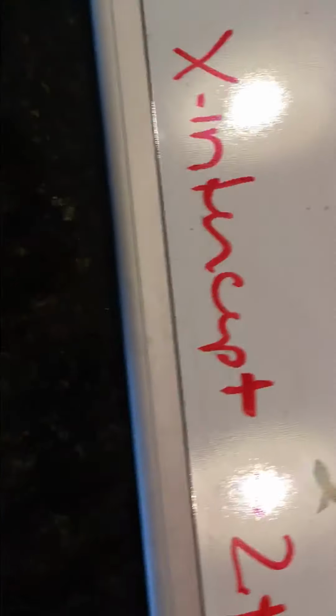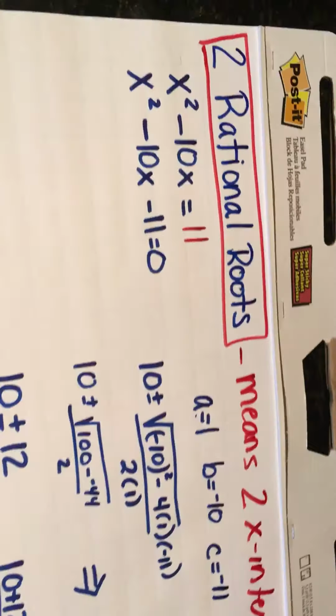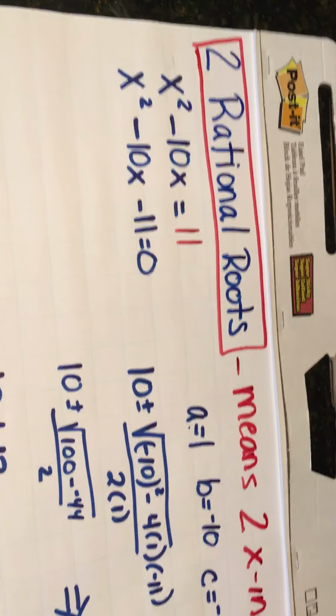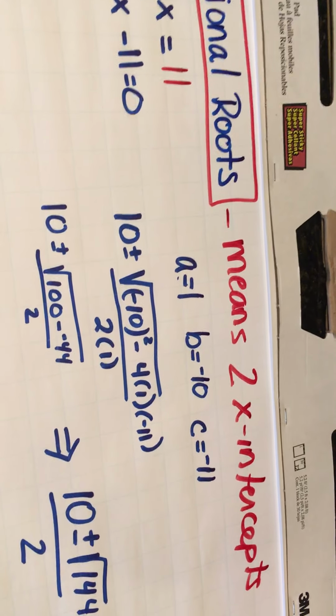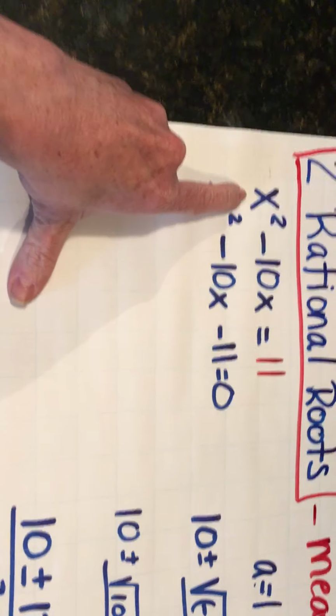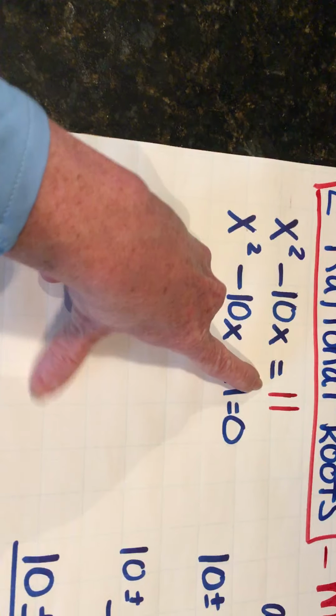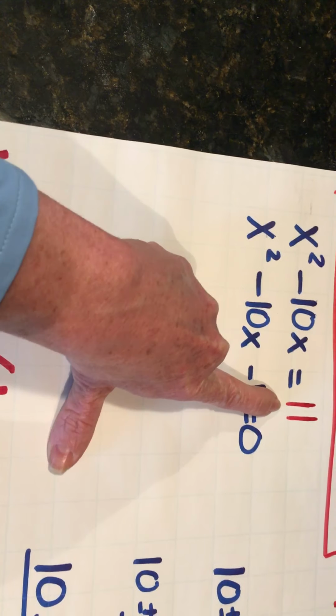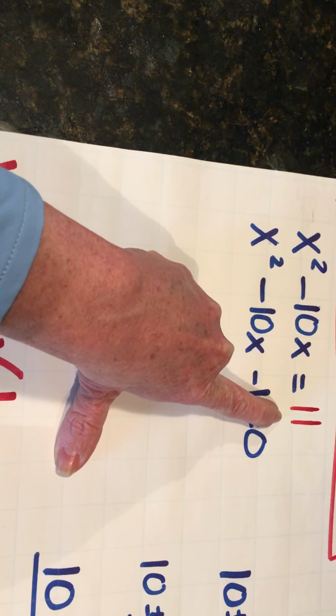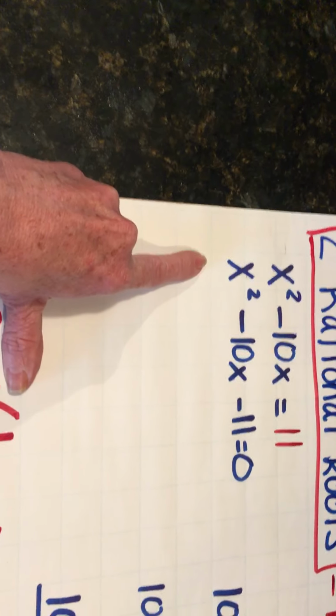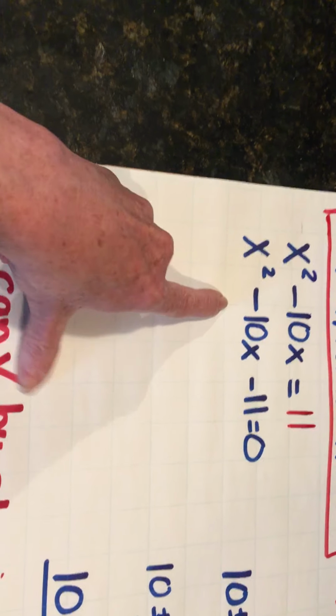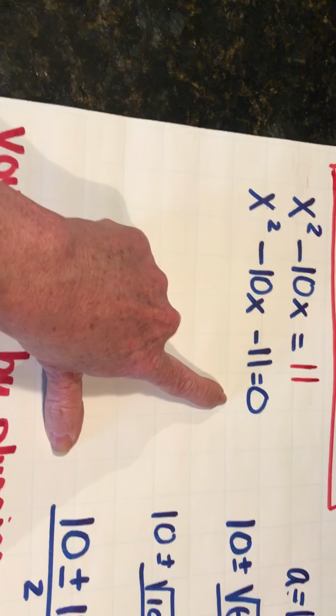Okay, the next example I have for you. There are going to be 2 rational roots. Rational roots means there's going to be 2 x-intercepts. So our problem starts out as x squared minus 10x equals 11. I put the 11 in red so that you can see that it's on the other side of the equal sign. We would have to subtract 11 from both sides. So our problem becomes x squared minus 10x minus 11 equals 0.